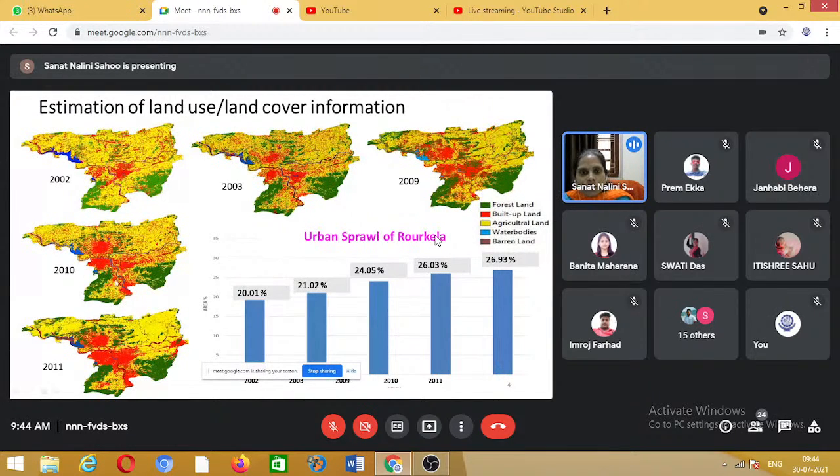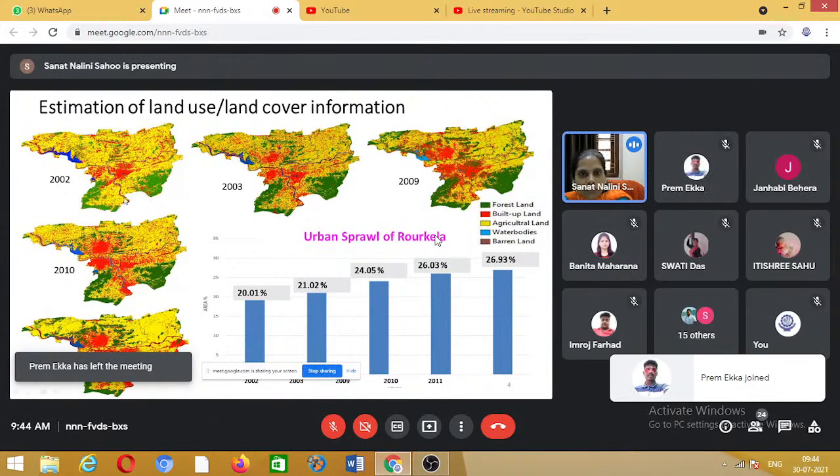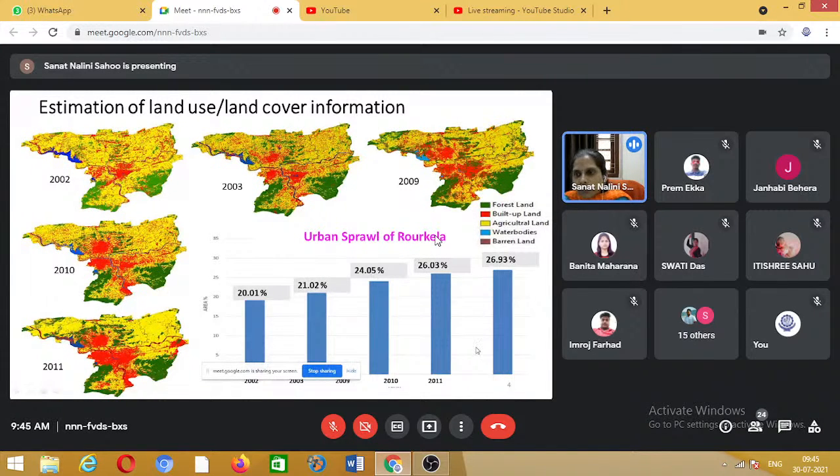This has been a study taken up by us for Rourkela city in the years 2002, 2003, and 9 up to 2011. We have found out that this basically shows the urban sprawl, how the urbanization is growing from year to year. In 2002 it was 20%, and in 11 it has become almost 27%. So this is how urbanization is growing.